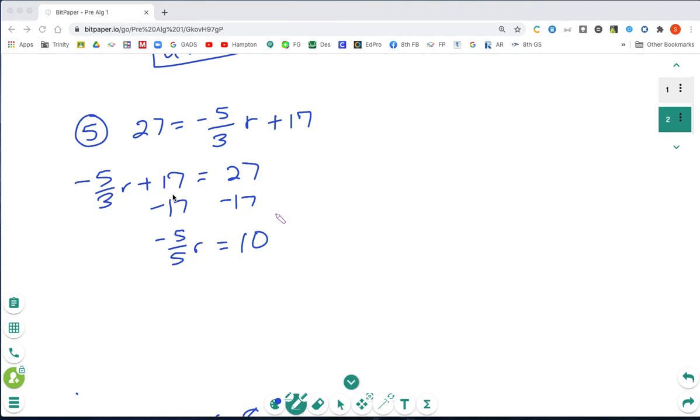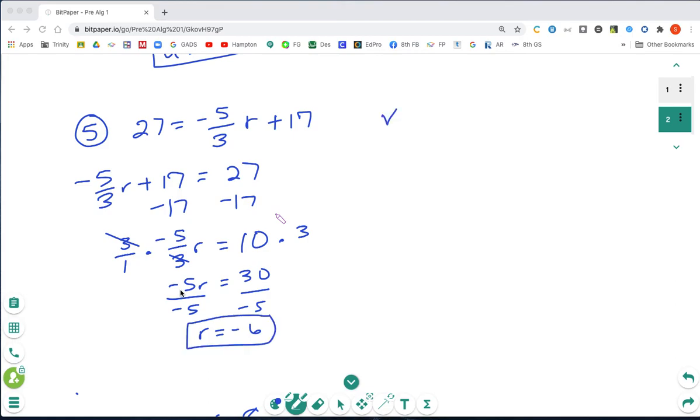Let's make this 5/3. What math operation is the 3 doing? It's dividing. What's the opposite of dividing by 3? Multiplying by 3 over 1 and multiplying by 3. The 3's cancel out. Negative 5r is equal to 30. What math operation is the negative 5 and the r doing? It's multiplying. So we're going to divide by negative 5, divide by negative 5. R is equal to negative 6.